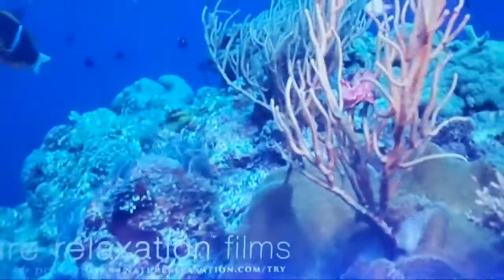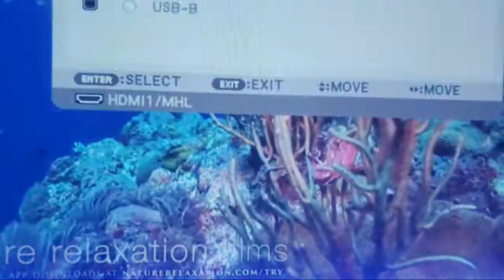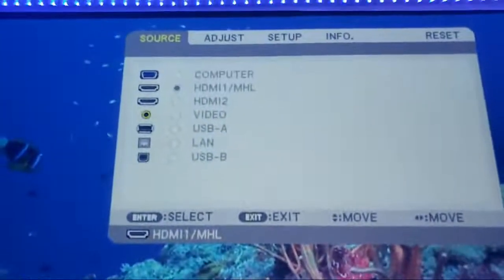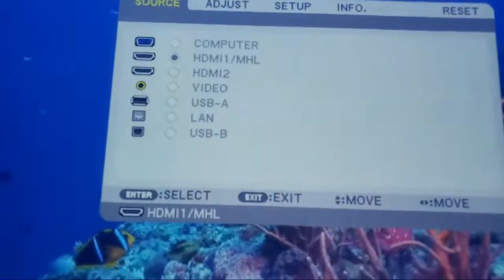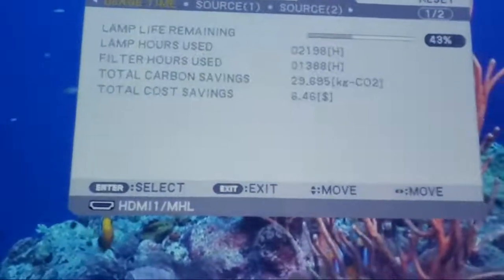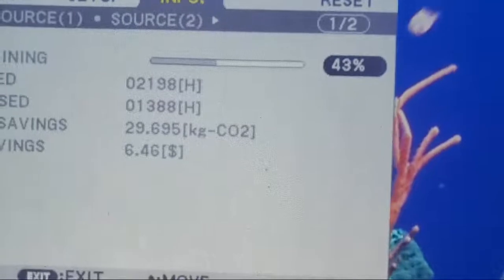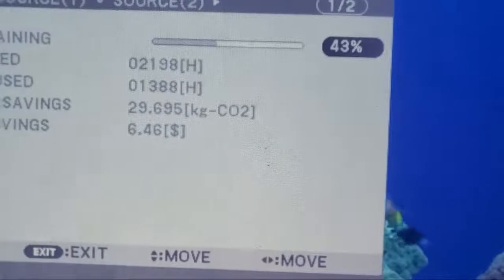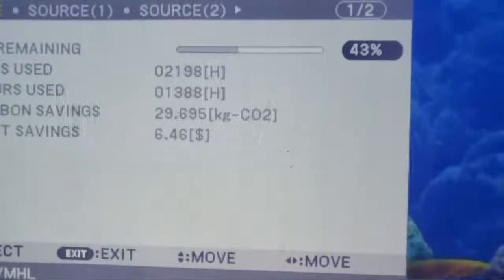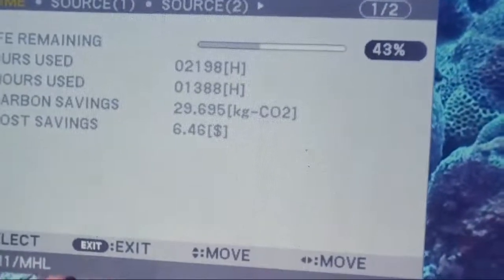All right, so let's go in here and hit my menu right there. The menu's way up there because my screen's 126 inches. And we'll go over to, we have to go to info. Now, you see my percentage here? I'm at 43. It goes the opposite. Instead of going forward to 100%, meaning you need to change your lamp, these particular NEC models are different. They go down instead of going up.